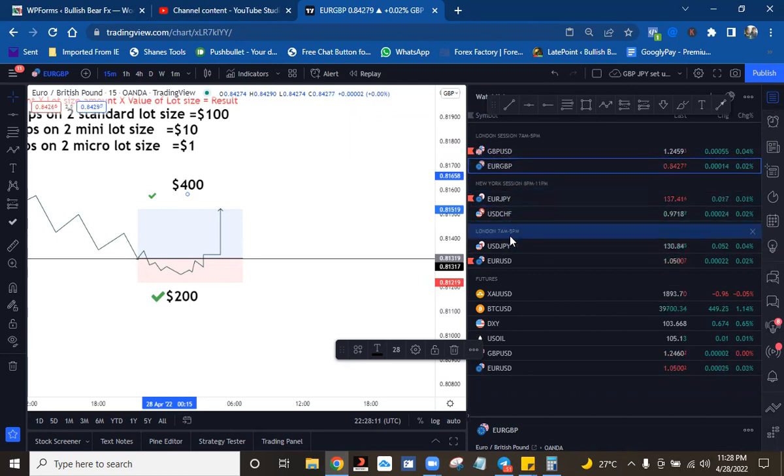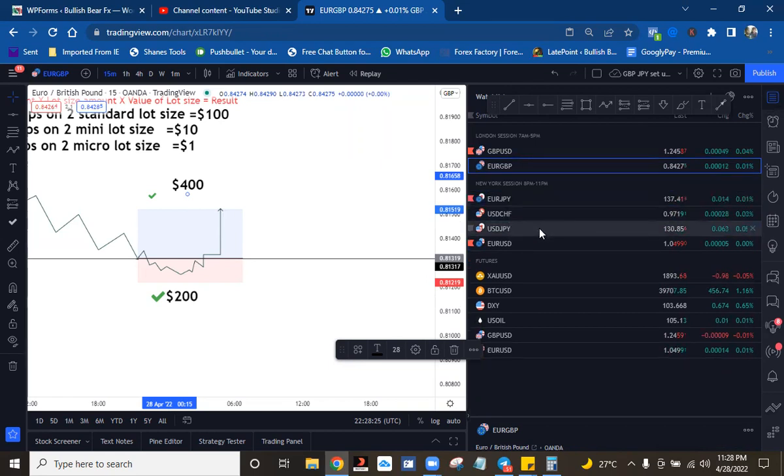So that's how you differentiate your London session, your Asian session, and put your currencies beneath any of those sessions where you want it to be. That's how you can beautify your chart and make it easier for you to always look at easily and understand easily.